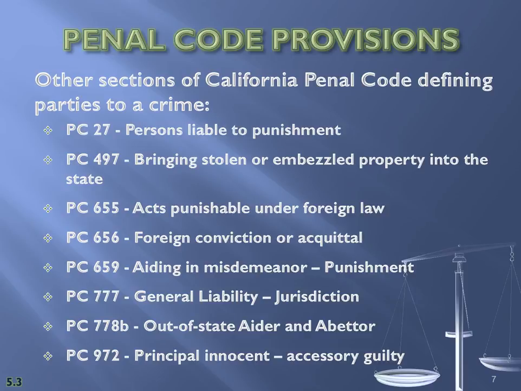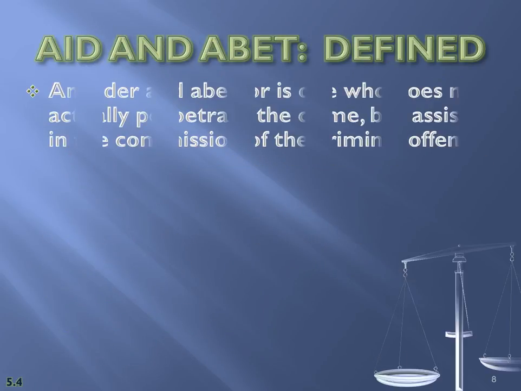Now, this is one of those things where I'm going to have you look up on your own. There are penal code provisions, meaning other sections of the California Penal Code, that define certain parties to a crime that I'm not going to spend a lot of time on because I want to focus on some of the bigger pieces, but it's good for you to look at. So examples, Penal Code 27 talks about persons liable to punishment. You can look at 655, acts punishable under foreign law. And again, all of these things are there for your information, and I'm going to move on to something of a bigger chunk as we're talking about things during this chapter.